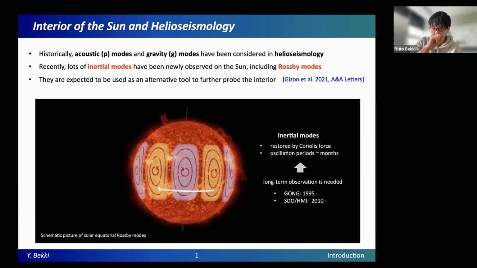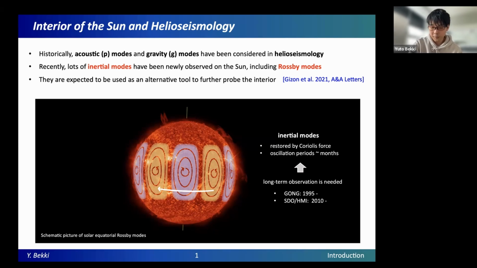But recently, we also successfully detected another type of global modes of oscillation called Rossby modes, or inertial modes more generally. The restoring force of the inertial modes is the Coriolis force. Therefore, they have longer oscillation periods comparable to the solar rotation period. In short, they are very slowly varying phenomena, and that's why you need a very long-term observation to successfully characterize and detect them.